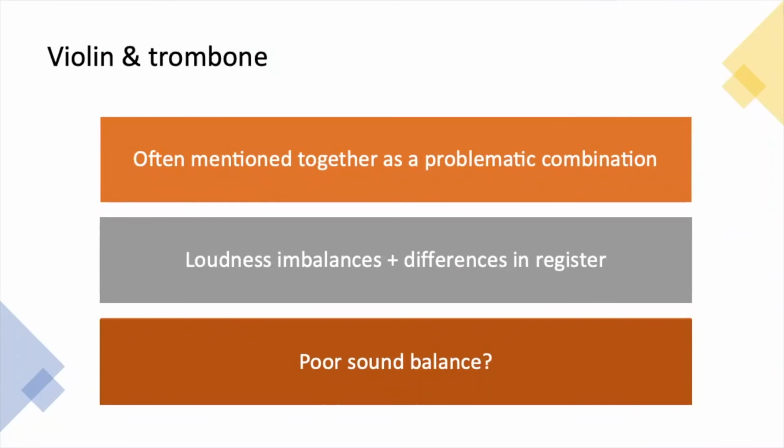Another interesting result is that the violin and trombone are often mentioned together as a problematic combination. Since the trombone is often associated with imbalance in loudness and register, this association can be assumed to be a contributing vector to the difficulties experienced in the instrumental duo. Indeed, the fear expressed is that the loudness level of the trombone, as well as the significant difference in register between the violin and trombone, would contribute to poor sound balance, causing the violin to disappear.